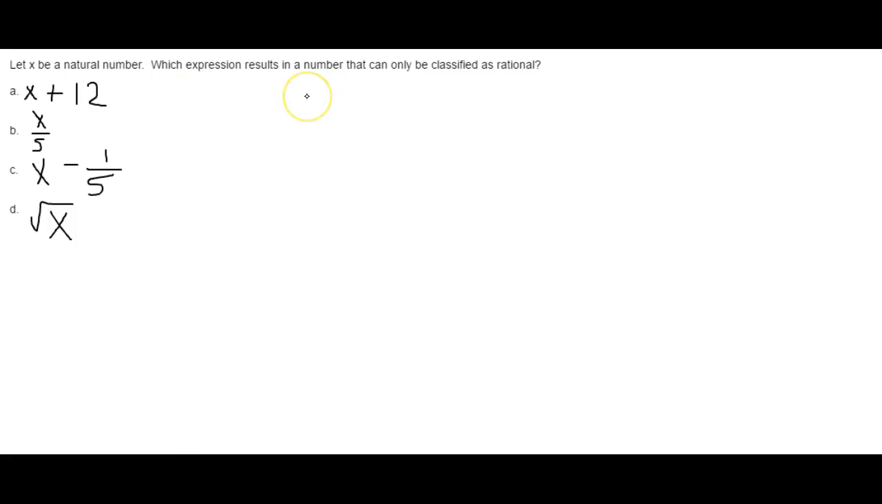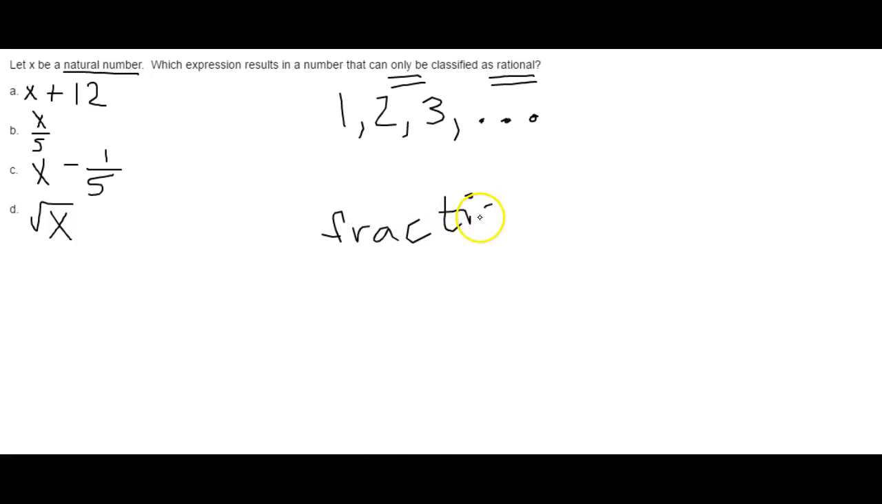So here's an example of a question they could ask. Let x be a natural number. So right there, there's a keyword, natural number. We know that's any of our counting numbers. Which expression results in a number that can only be classified as rational? So it said only rational. So all of these, 1, 2, 3, 4, are rational, but it said only rational. So can't be an integer, can't be a whole number, can't be natural. So those were our fractions, decimals that stop, and decimals that repeat.